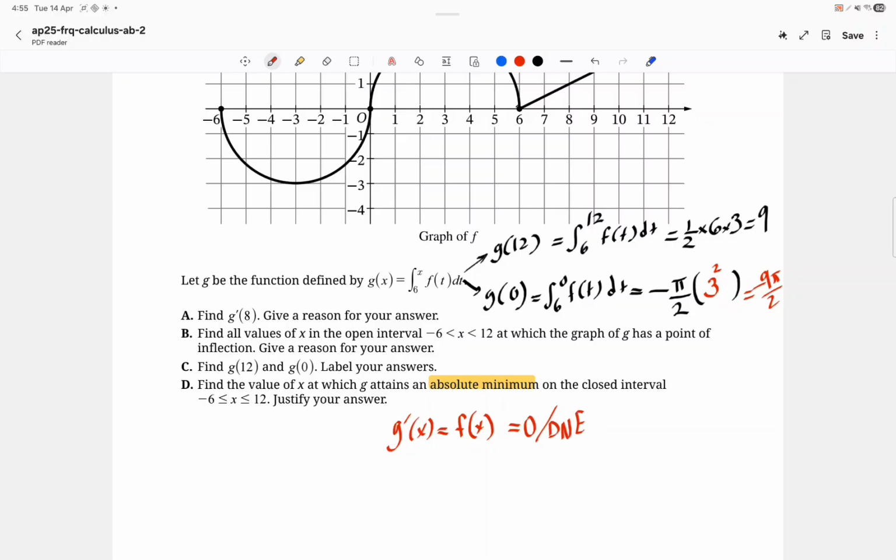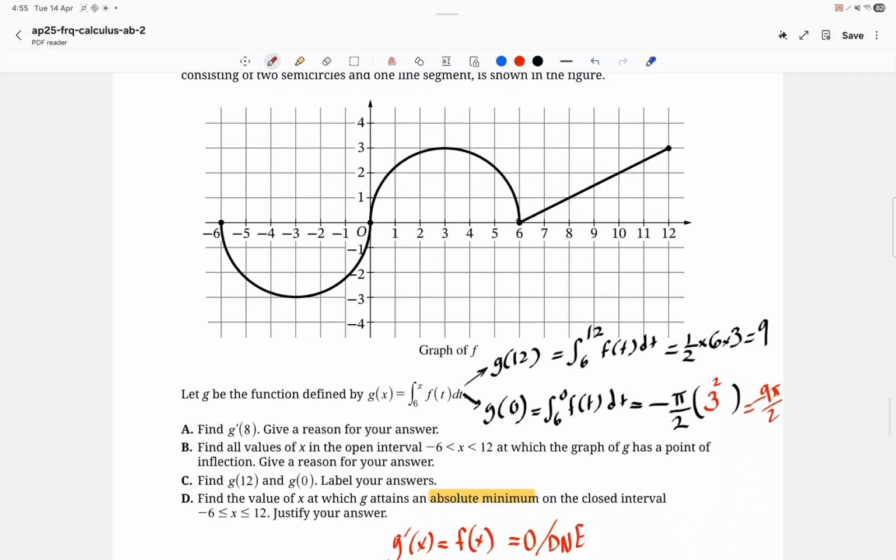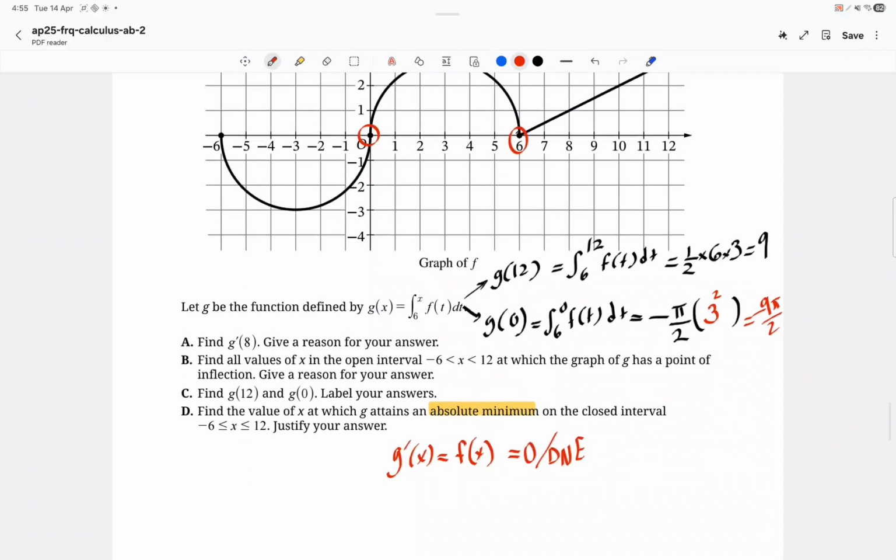Plus the endpoints. Now, when is the f 0? Does not exist. But in this case, it will always exist because it's f. At 0, right? F is 0 at 0. And also at 6, f is 0. So now we have 2 critical points. But which one of them is the minimum when you go from under the x-axis to above the x-axis? So this is actually neither. Doesn't count. Only focus on the 0, plus the 2 endpoints, which are negative 6 and 12.